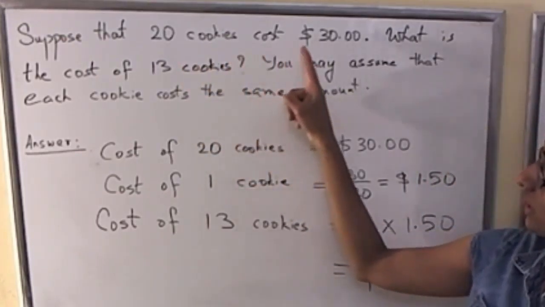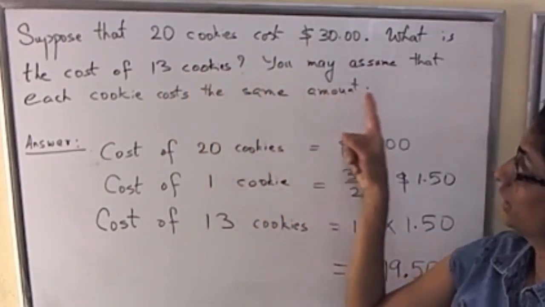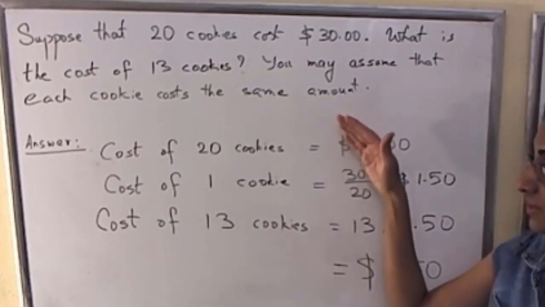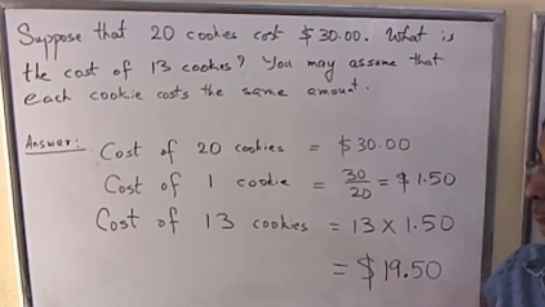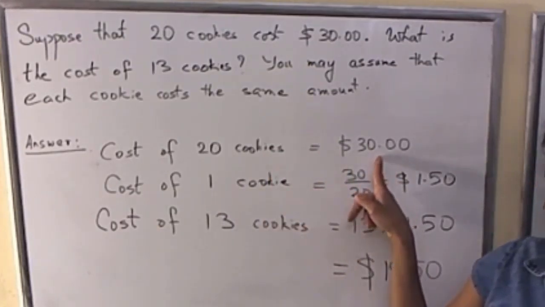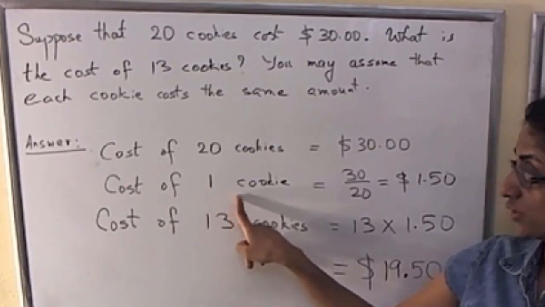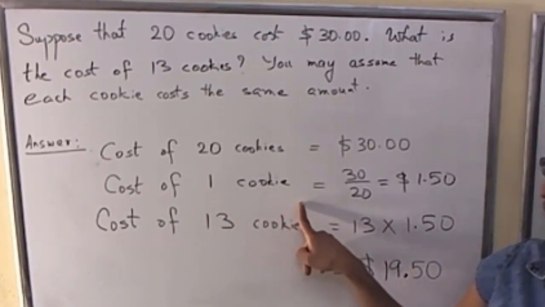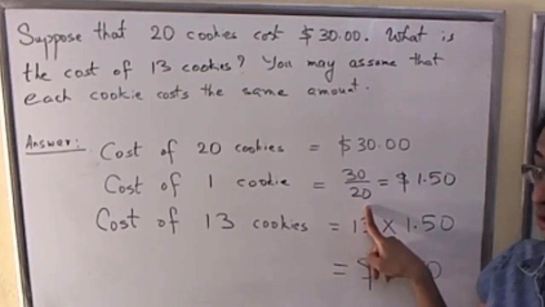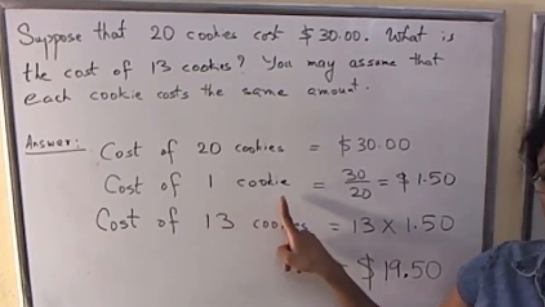Suppose that 20 cookies cost $30. What is the cost of 13 cookies? You may assume that each cookie costs the same amount. So here's how we might approach this problem. Cost of 20 cookies is $30. And from here, it's easy to see that the cost of one cookie is simple division of 30 by 20. And I'll leave it to you to do that to arrive at $1.50 as the cost of one cookie.